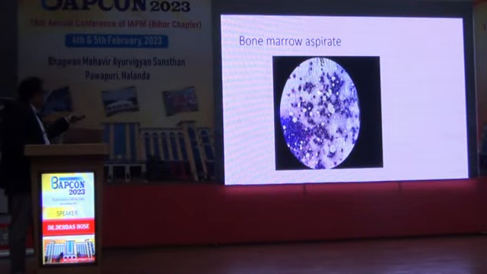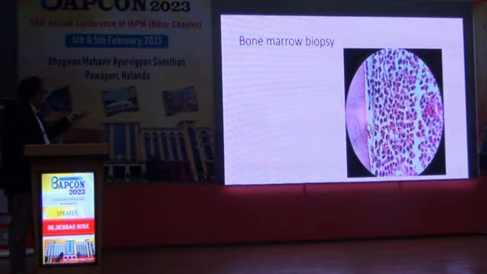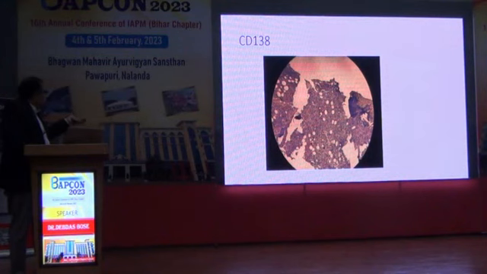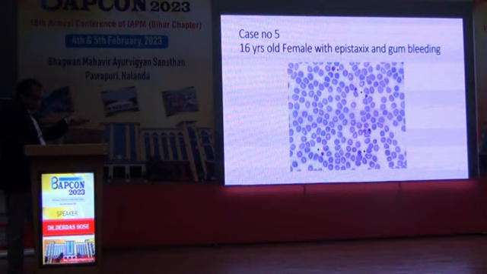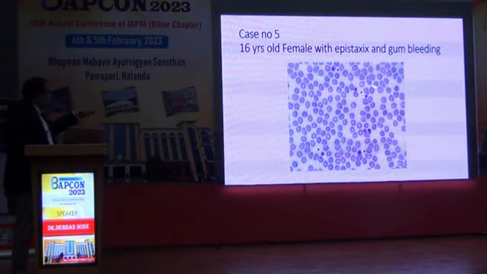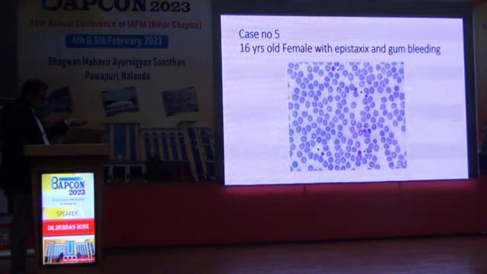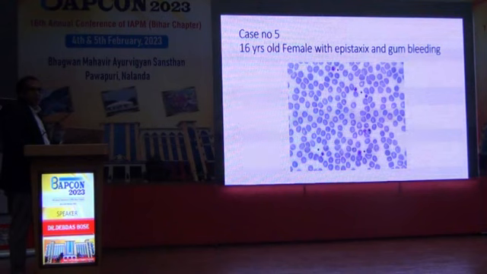Okay, so classical plasma cells. These are the plasma cells, CD38 positive with lambda light chain restriction. Okay, see this patient, this is an interesting patient. See the peripheral smear. These are the platelets, but see, all the platelets are much larger.